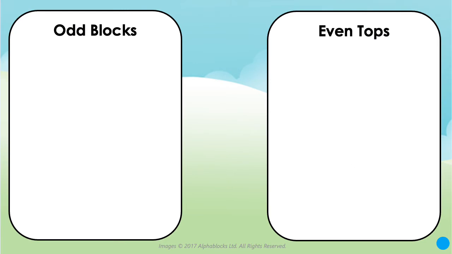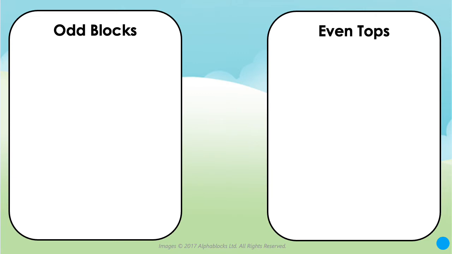Now here I've got my two pictures, the odd blocks and the even tops. And we're going to sort the number blocks into their team. Are you ready? Each number block is about to come up and we've got to decide if it's going to be an odd block or an even top. Remember, the odd blocks have that one block on their head and the even tops are all in partners, in pairs, in twos.